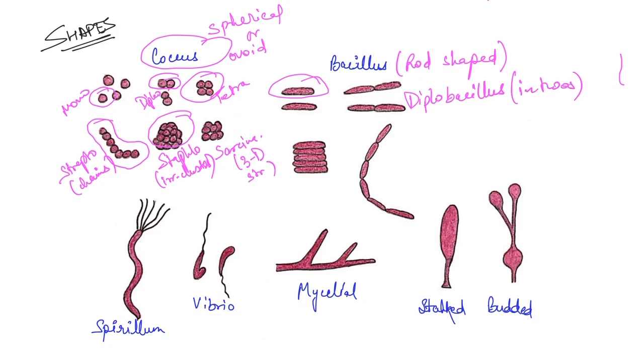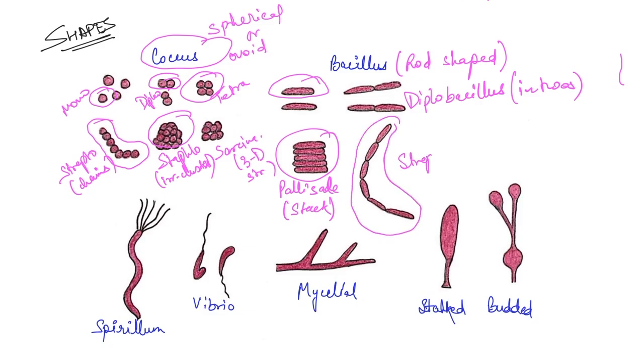Then we have palisade bacillus. So this structure here is palisade. Okay, now palisade means like a stack. So they are stacked one on another. Then we have streptobacillus, again in chains. So this is streptobacillus. It means it is in chains.